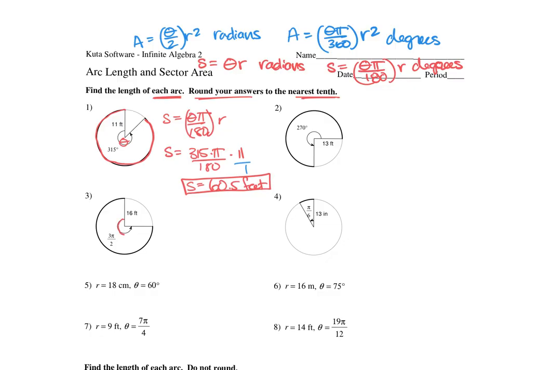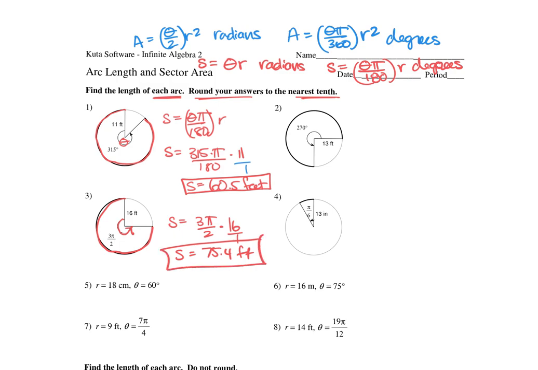So what does it look like when I'm in radians? Well, this is 3 pi over 2 radians. So I'm trying to find the length of this arc, and my theta is 3 pi over 2. So my arc length S, when I'm in radians, is my theta, 3 pi over 2, times my radius, which is 16. So this 16 is like over 1. So 3 times pi times 16, divided by 2, and I'm going to get 75.4 feet.